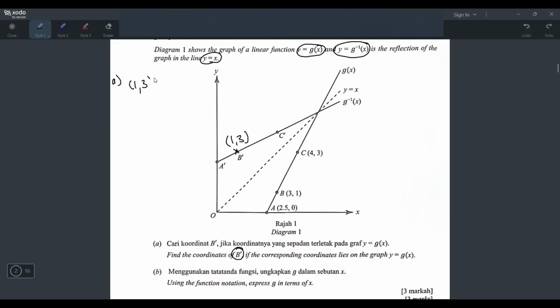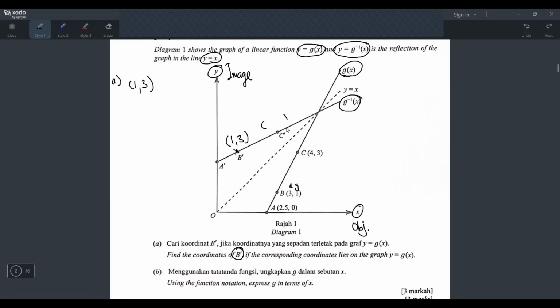Let me explain why you can reverse the x coordinate and the y coordinate. Because these two are inverse of each other. Inverse means you reverse your object and your image. The x-axis is the object and the y-axis is the image. So when you do inverse, your image becomes the object and your object becomes the image. It means your x coordinate becomes the y coordinate and your y coordinate becomes the x coordinate. That is why (3, 1), the corresponding point for B in the inverse graph, would be (1, 3).